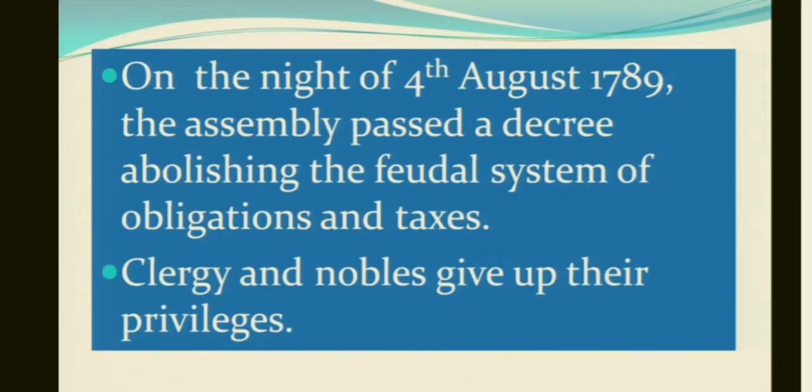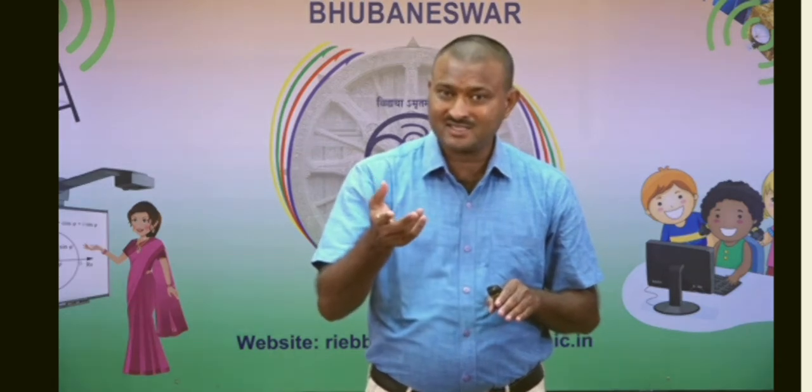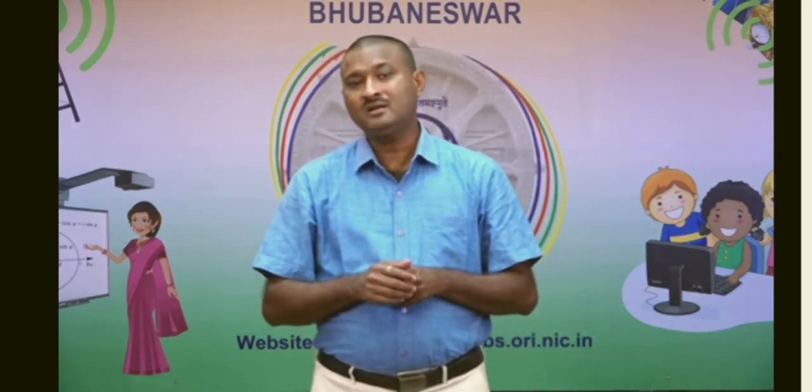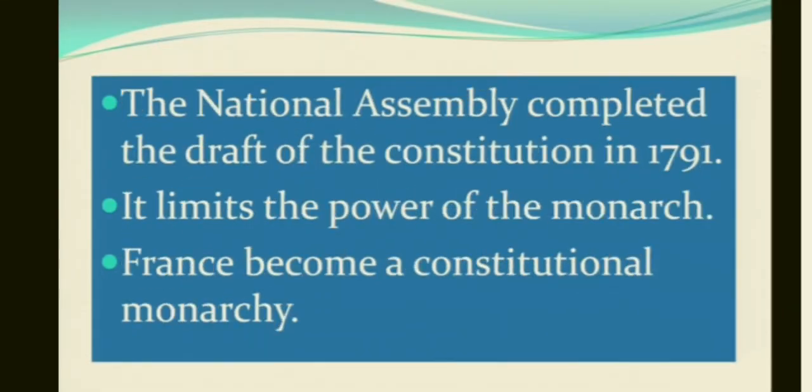On the night of 4th August 1789, the National Assembly passed a decree, a royal order, abolishing the feudal system of obligation and taxes. Obligation means the privileges enjoyed by the first estate and second estate now came to an end. Just remember, taxes, tithes, tile, many indirect taxes, all those taxes were also abolished. And the clergy and nobles lost all the privileges by birth they were enjoying. In this way, the National Assembly completed the draft of the Constitution in 1791.